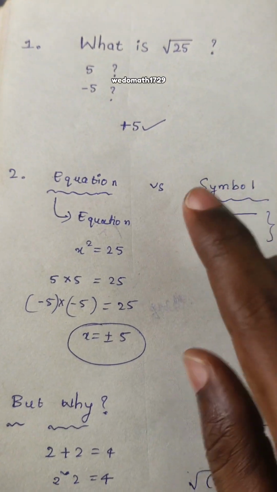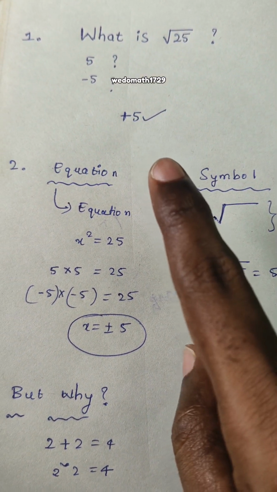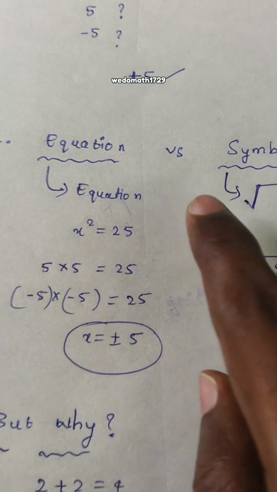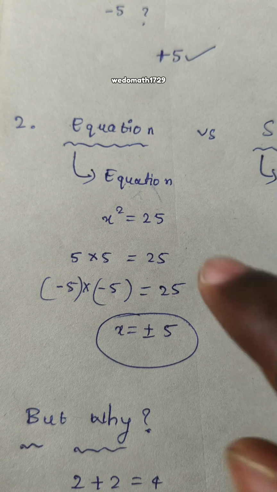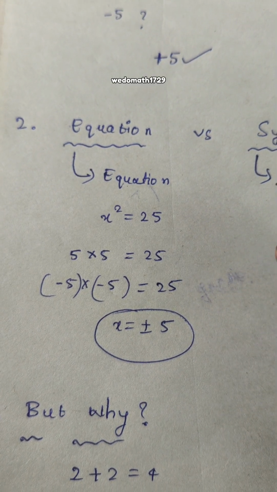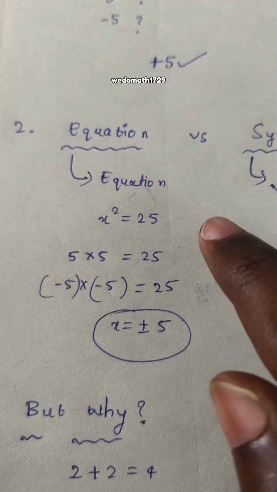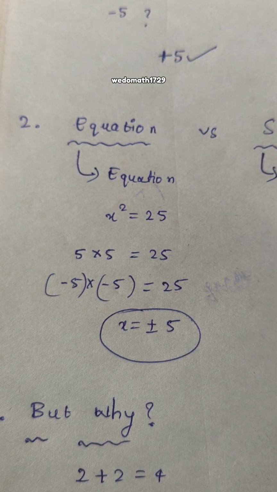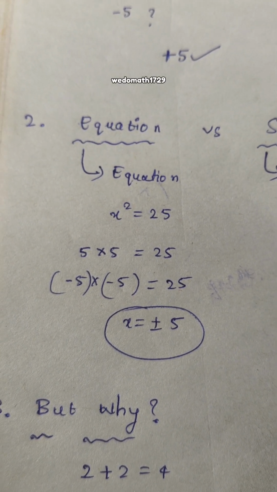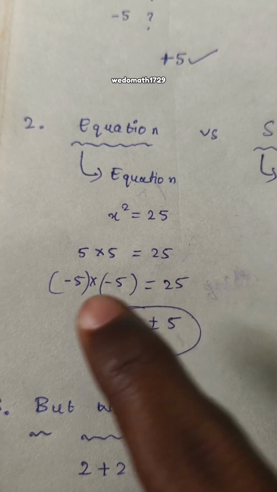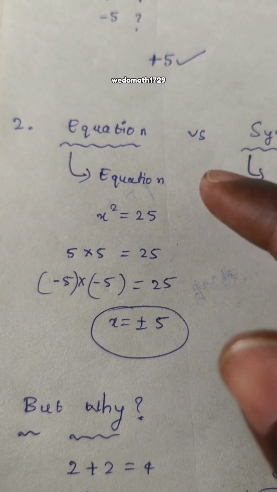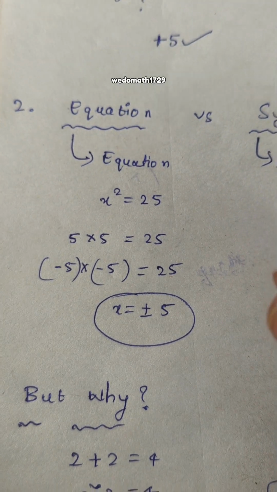To understand why only a positive 5 is the answer, you need to understand the difference between an equation and a symbol. Now let us look at this equation. x square equals 25. This question is asking us to find a number when multiplied by itself gives an answer 25. We have two solutions for that, which is 5 and minus 5. So in equations, we find solutions.